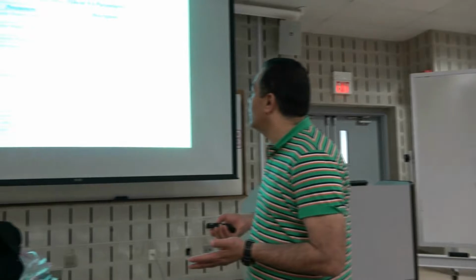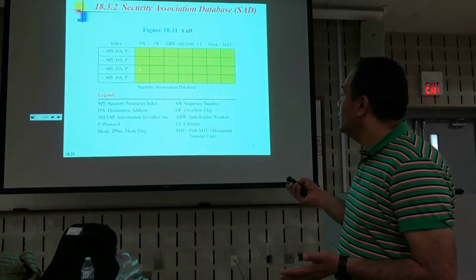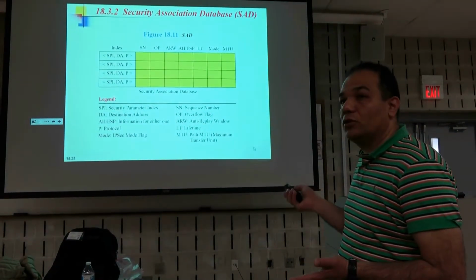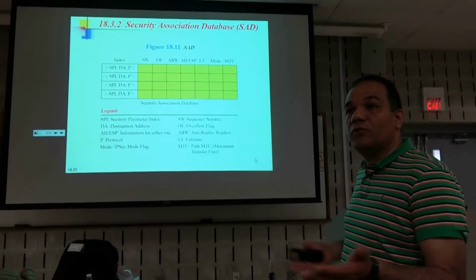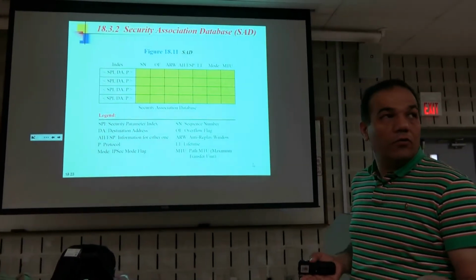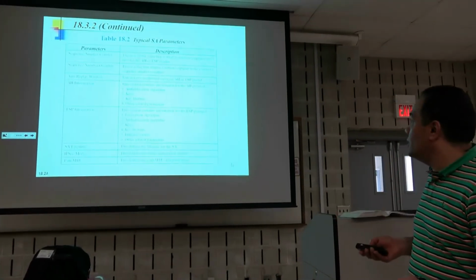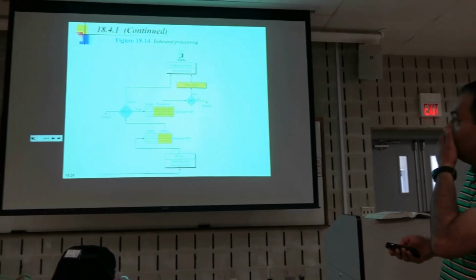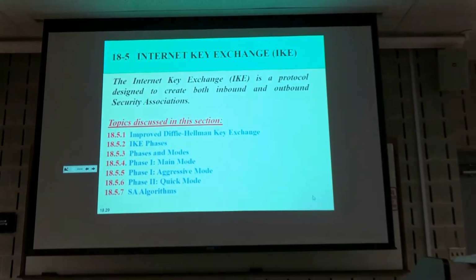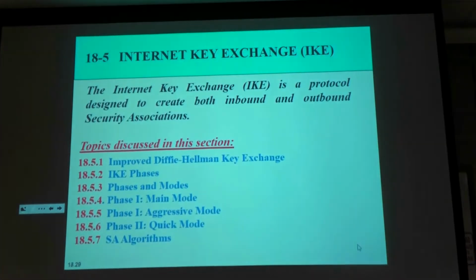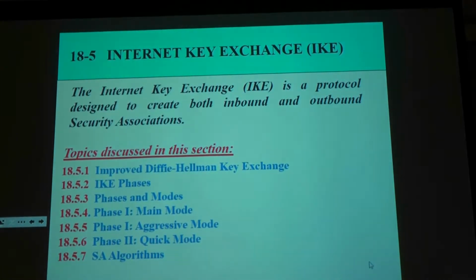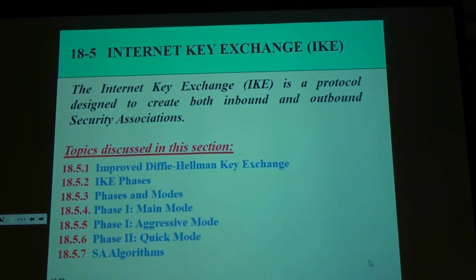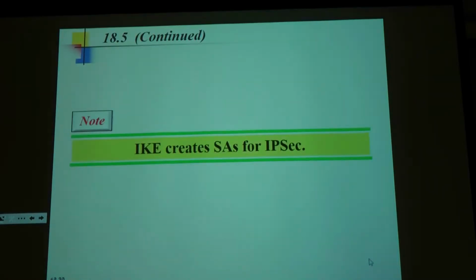Okay? Security association includes what? Information, right? All of this information has to be shared between the sender and receiver, right? So the reality is there is a protocol to create and share this information, called IKE. Okay? So IKE creates security associations for IPsec. Simple words.